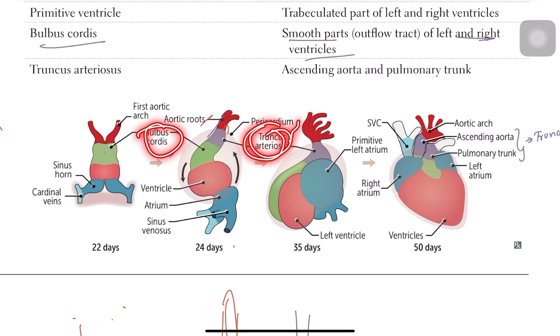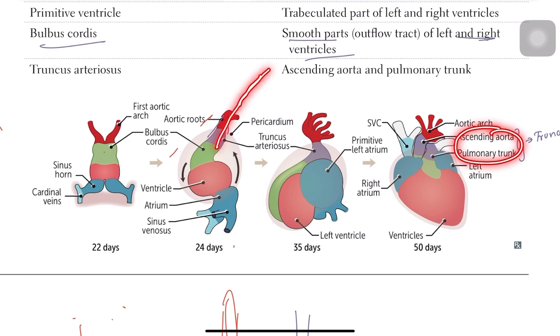Truncus arteriosus is nothing but, we will go in the retrograde fashion of the blood flow. The blood flows from atria to the ventricles, then to the ascending aorta through the left ventricle, whereas to the pulmonary artery through the right ventricle. So we will come from backward, which is from ascending aorta and pulmonary trunk. See, the blood flows like this, but we will be coming from backward, where the initial portion is truncus arteriosus. So the truncus arteriosus is forming ascending aorta and pulmonary trunk.